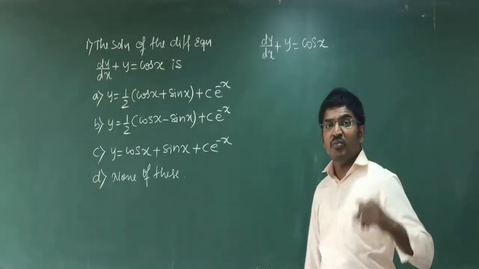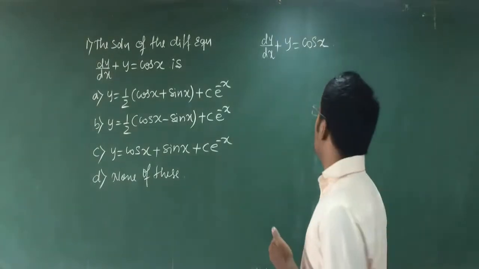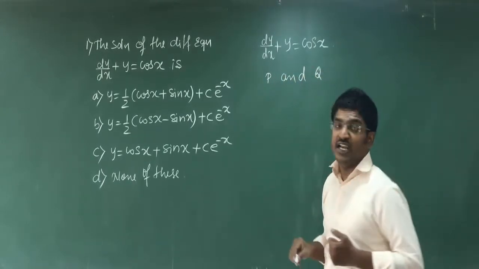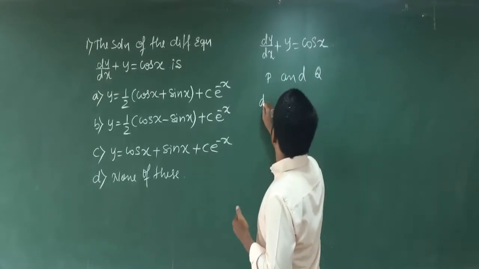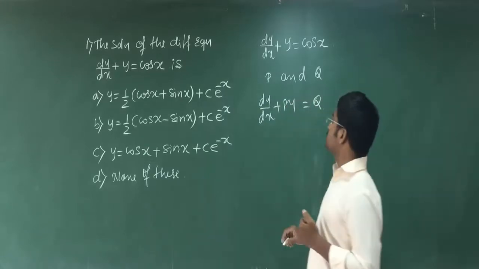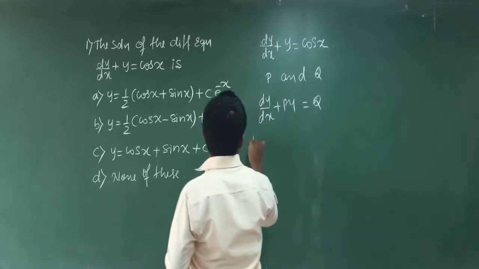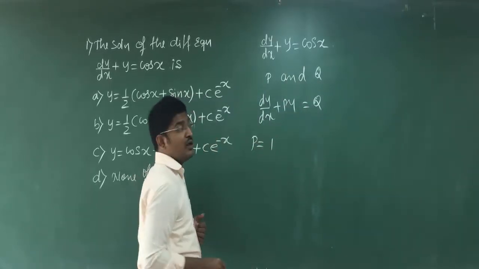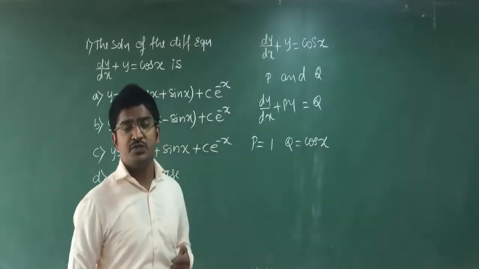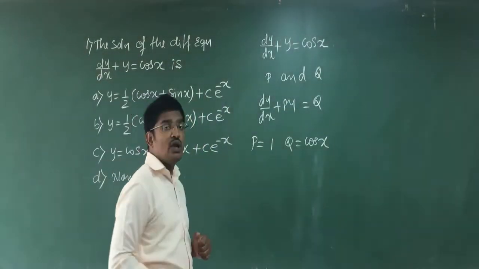So you remember the technique of solving the linear differential equation, where P and Q have to be identified. Here, dy by dx plus Py equal to Q. This is the form of linear differential equation. So here P is equal to what? P is equal to 1. Q is equal to cos x. This is my first problem, so I am solving in detail. So P equal to 1, Q equal to cos x.